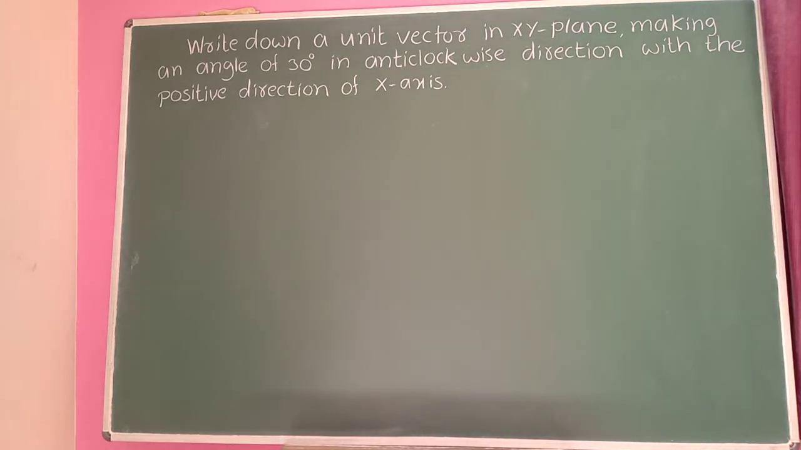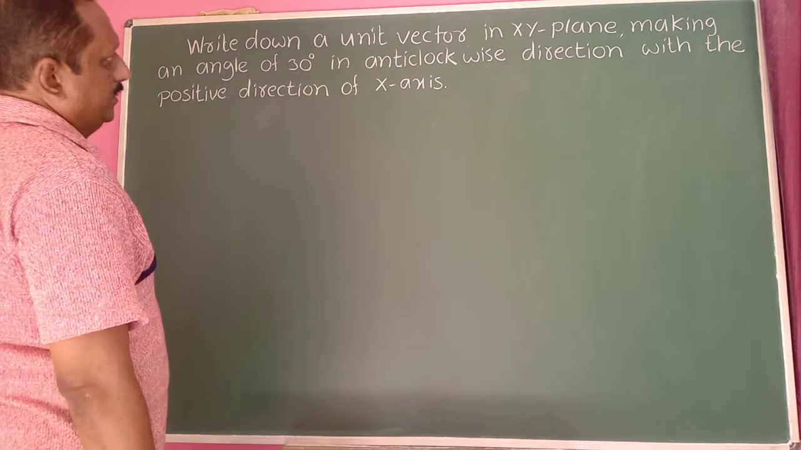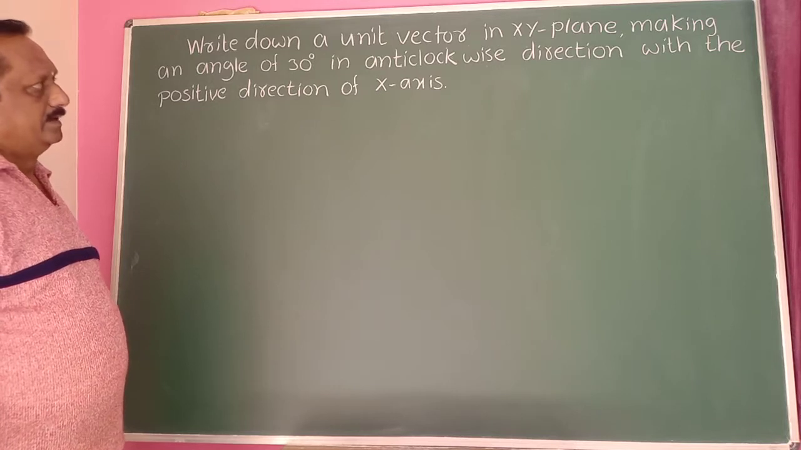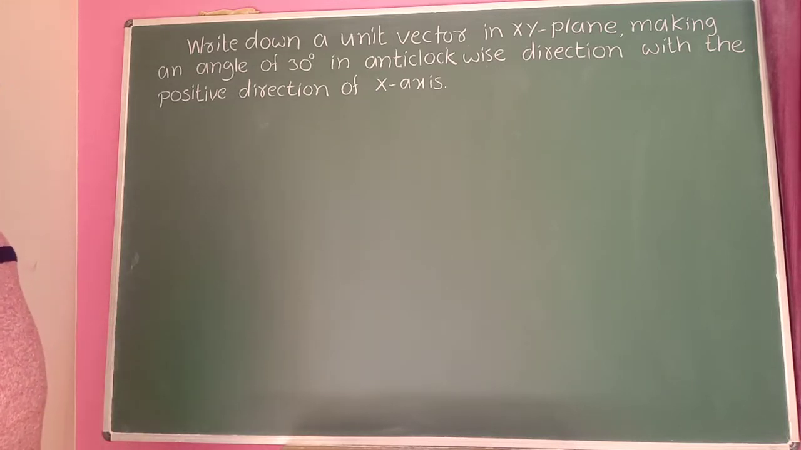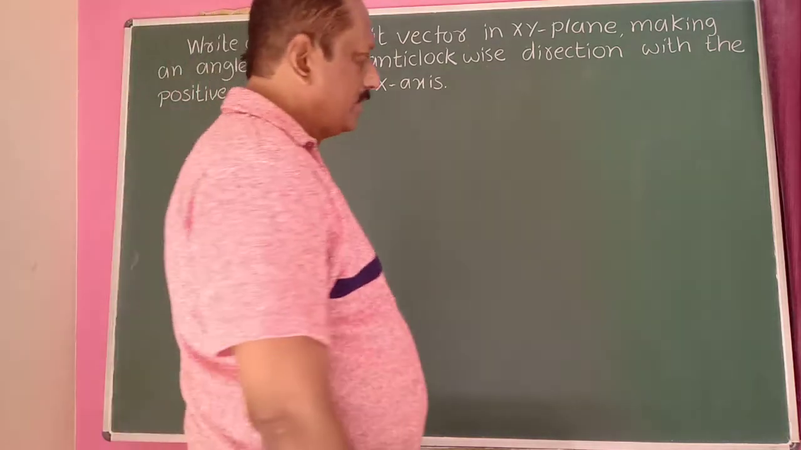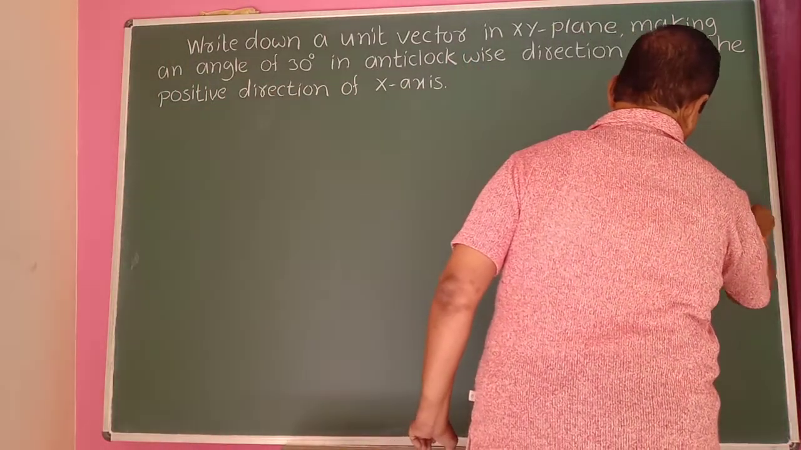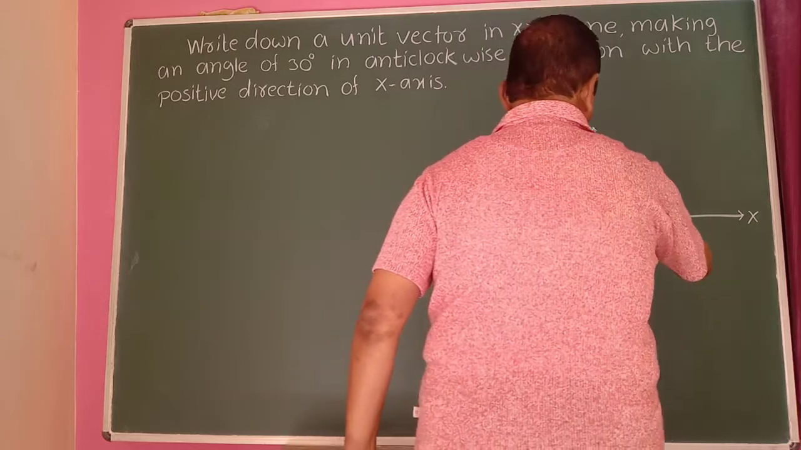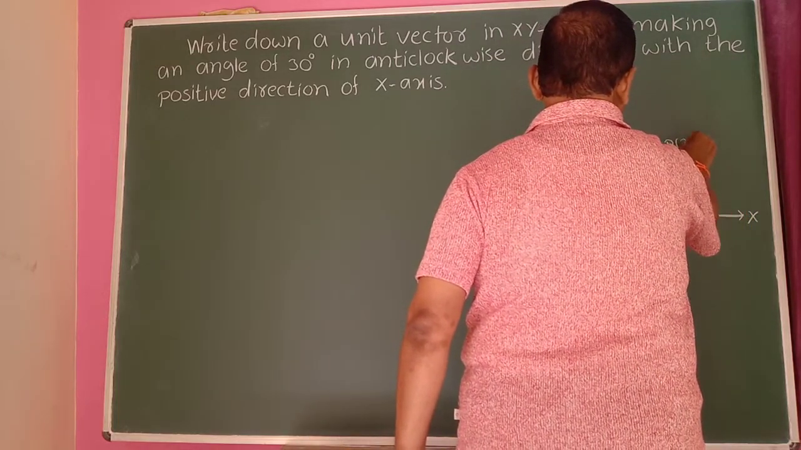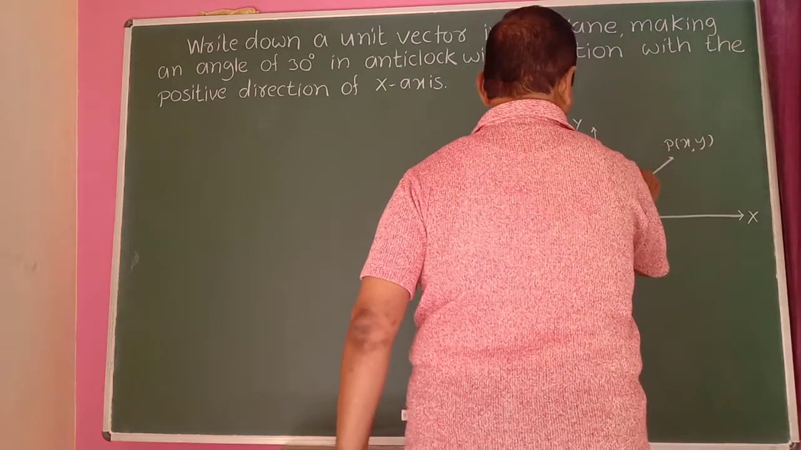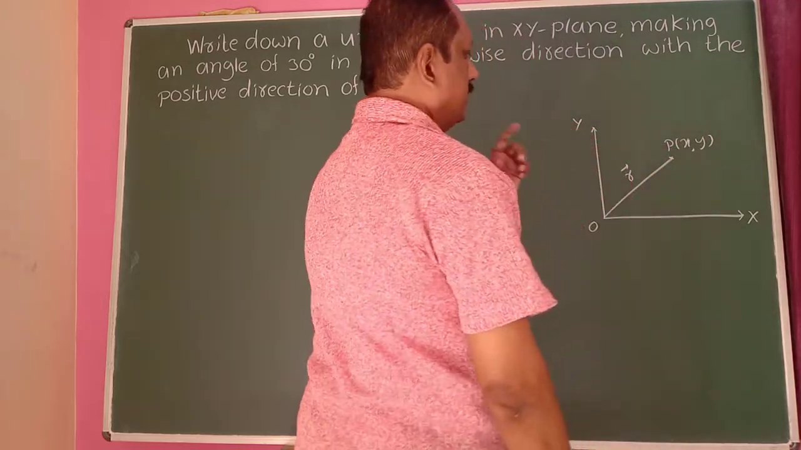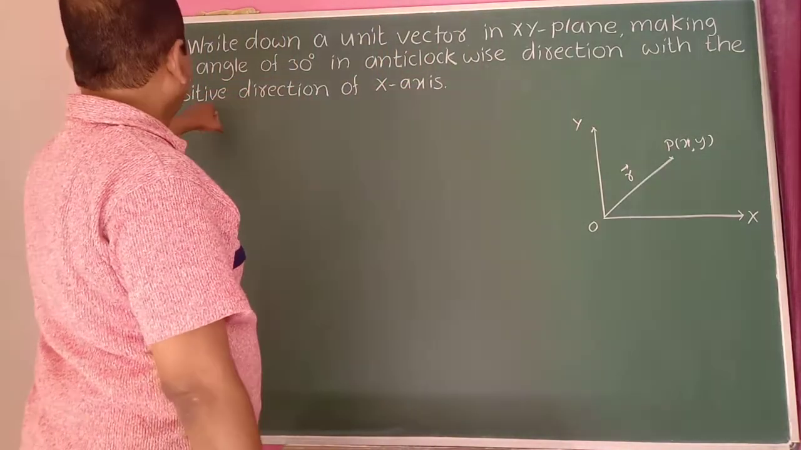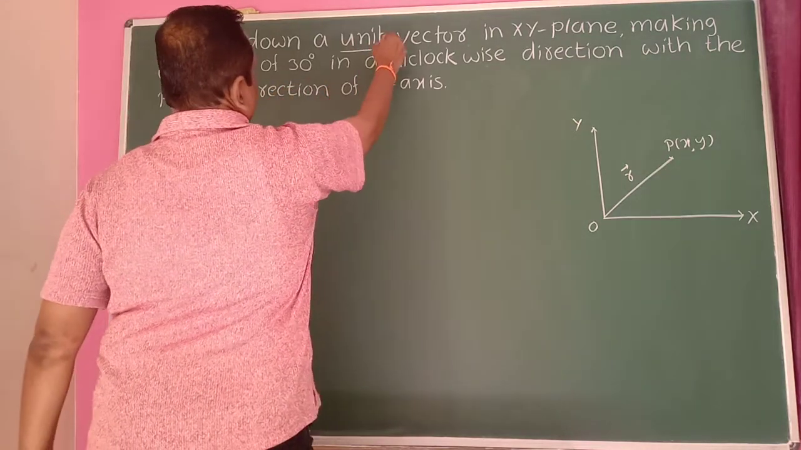Which is a miscellaneous exercise problem here. Write down a unit vector in the xy plane making an angle of 30 degrees in the anti-clockwise direction with the positive direction of x axis. Consider this is the x axis and this is the y axis, and here is the origin. So take one point P with coordinates x comma y, and take this vector as r bar. It is a unit vector.